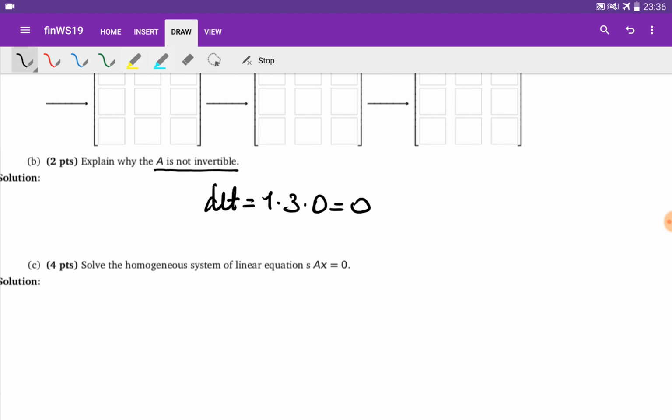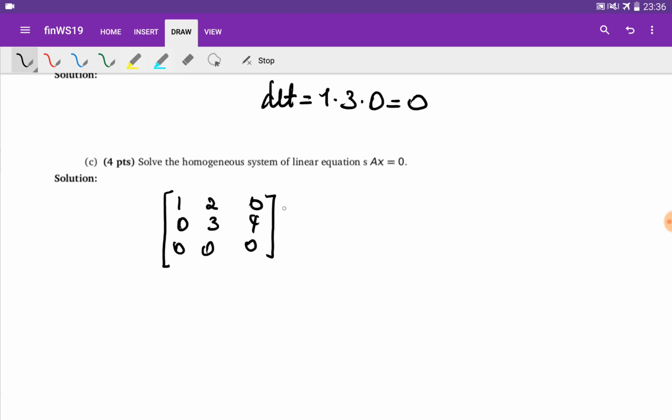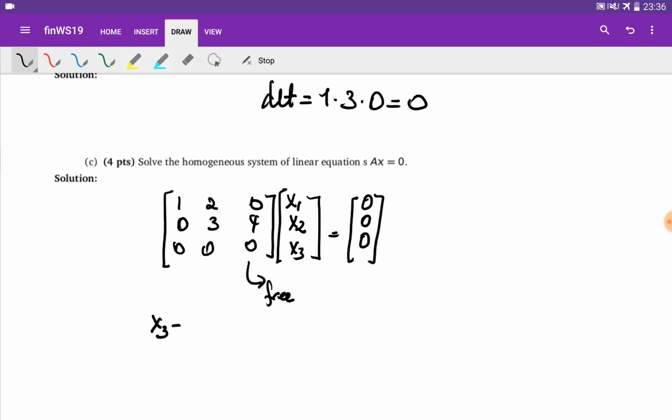Now we need to solve the homogeneous system of linear equations. So we basically need to write down the row echelon form of this matrix. We need to multiply this by the vector which contains the 3 components x1, x2, and x3 and equate this to 0. So it's going to be 0, 0, and 0. Since the third column does not have a pivot, it is going to be a free column. It means that we need to set the third variable x3 to be equal to 1.